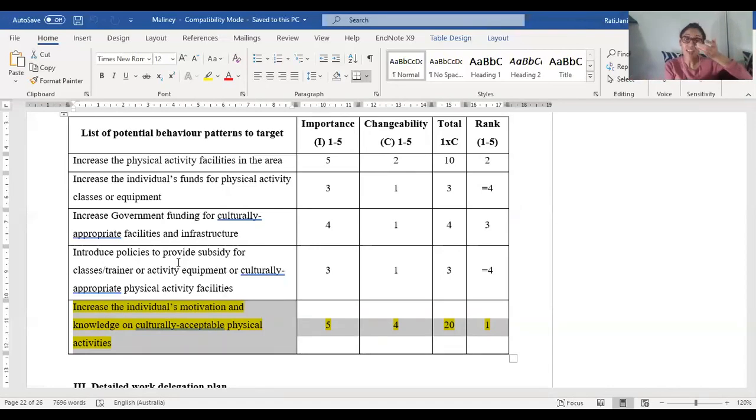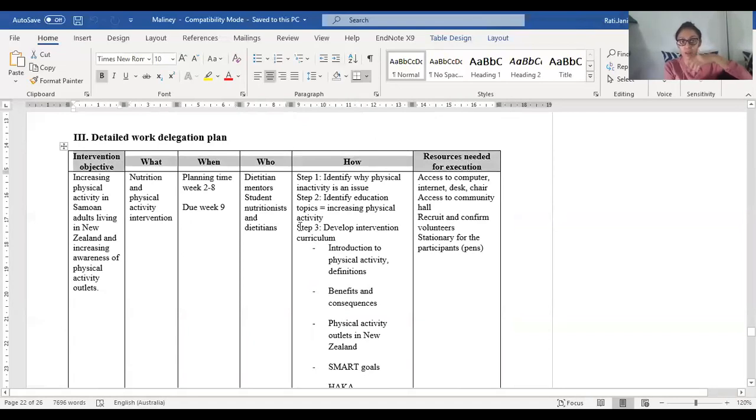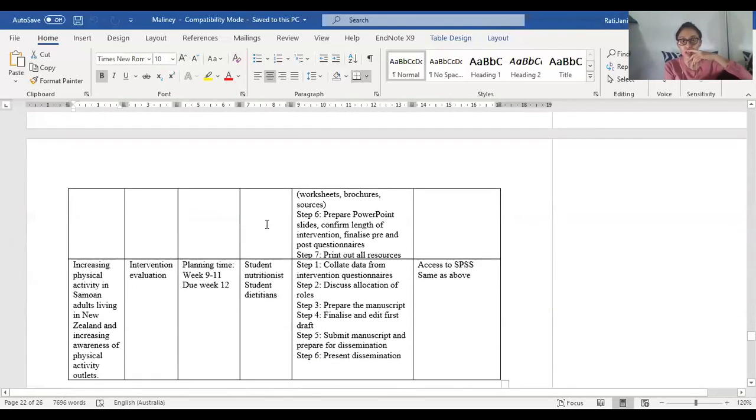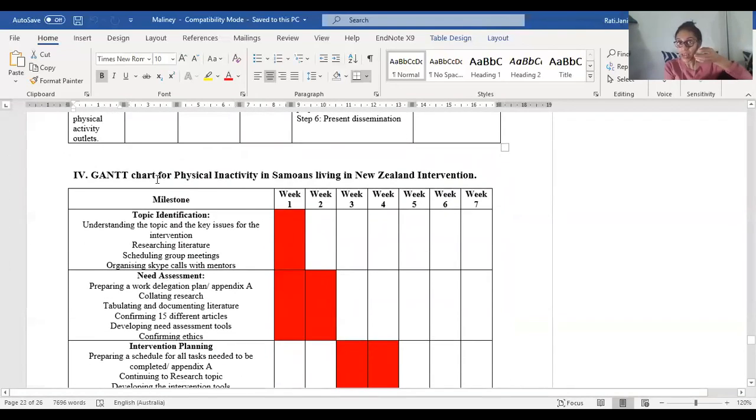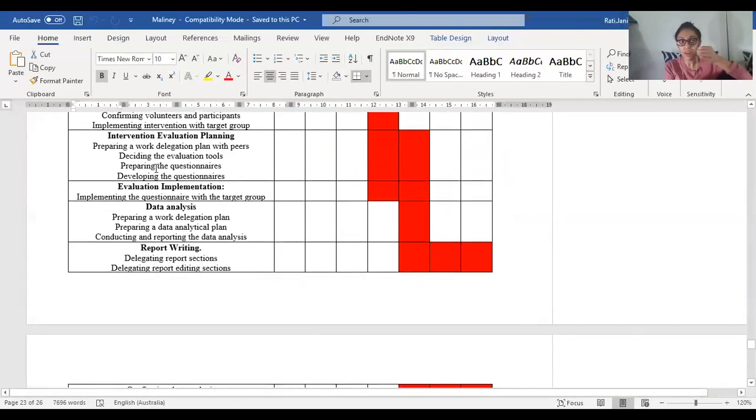So yes, guys, moving on to their next appendix. This is the work delegation plan, which is one of the mandatory things which you guys have to do. This is how they had done it, which was really good: what, when, who. It's amazing how they came up with their own format, but it was very clear and very well done. Then they did a Gantt chart as well. It was very detailed, very precise.